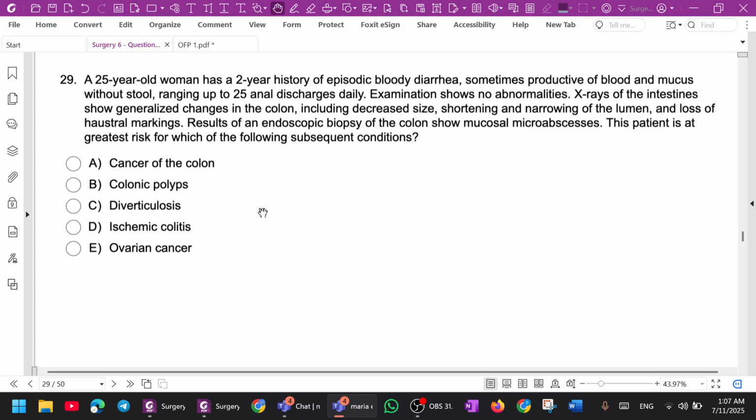A 25-year-old woman has a 2-year history of episodic bloody diarrhea, sometimes productive of mucus without stool, ranging up to 25 anal discharges daily. Examination shows no abnormality. X-ray of the intestine shows generalized changes in the colon, including decreased size. Biopsy shows mucosal microabscess. Which of the following is the greatest risk for this patient's subsequent condition?